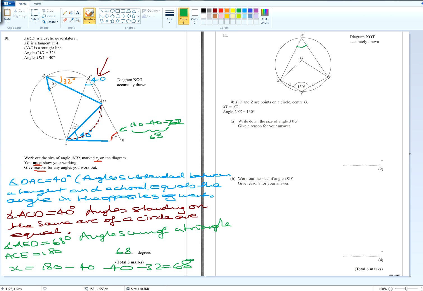Okay, hang on a second. Is this easy? I mean, can't we just grab this, for example? Can't we say the opposite angles of a cyclic quadrilateral add up to 180? So that one's equal to 50 degrees. And the reason is, so we say, let's find opposite angles.